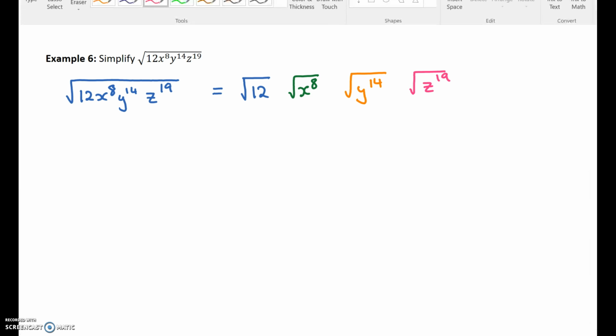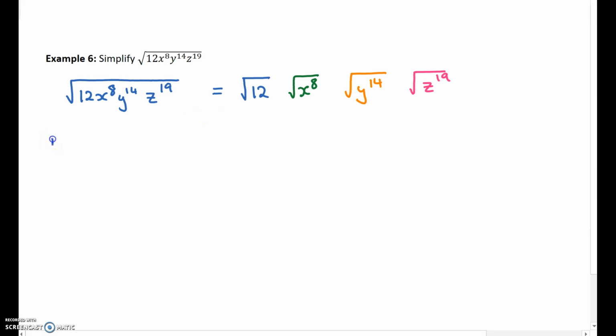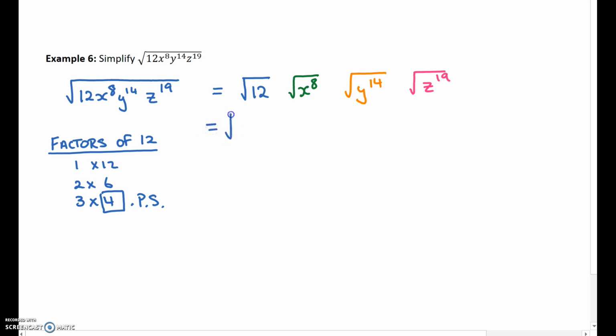So let's work on the root of 12. We're trying to get the factors of 12. We're just working on the root 12 right now. The factors of 12 are going to be 1 times 12, 2 times 6, and 3 times 4. Remember, for numbers we look for the factors, and we look specifically for a factor that includes a perfect square, which is 4. So we're going to rewrite root 12 as the square root of, and we're going to put the perfect square first, 4 times 3.